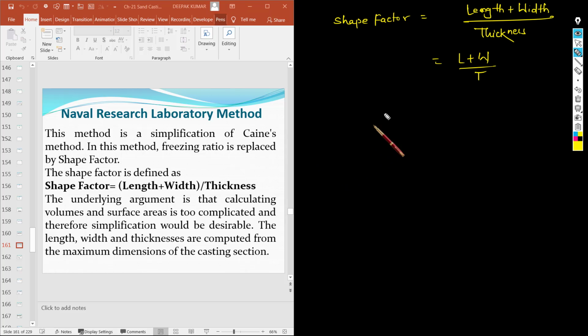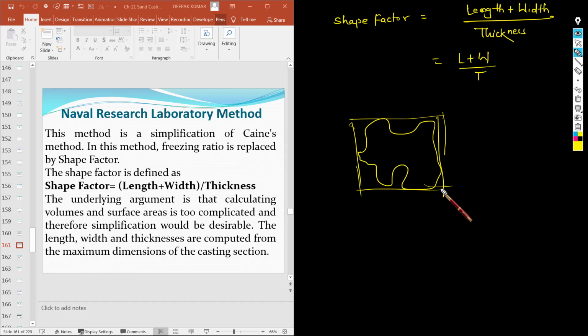So now how are you going to find out length, width and thickness? Actually it is the maximum dimension of the casting section. Let's suppose there is a casting like this. It's a 3D casting, isn't it? So we are going to find the maximum length. This is length, the maximum dimension, this is width, and there is something thickness somewhere.